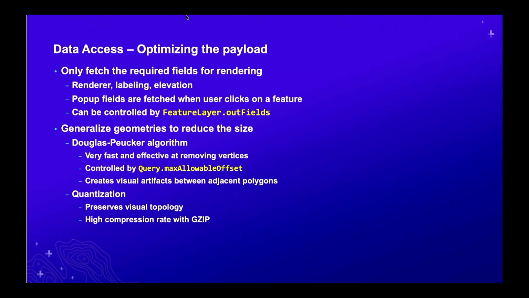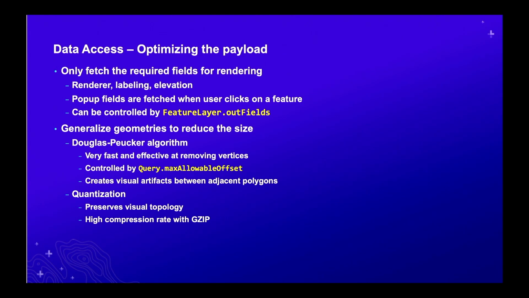If you want to use client-side queries and you want access to fields that are not in the renderer and not in the labeling configurations, then you can ensure that field is downloaded with every feature by setting the featureLayer.outFields. Every field that is defined in this array will be fetched alongside each feature.